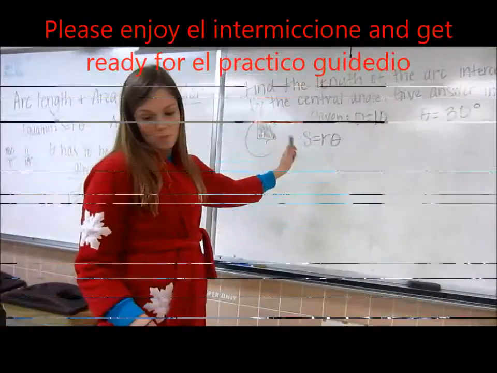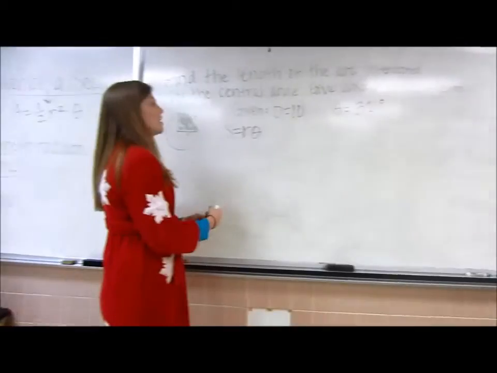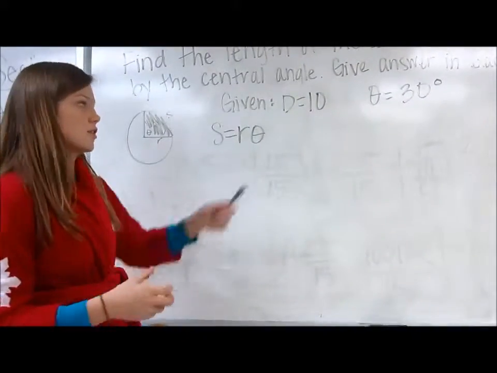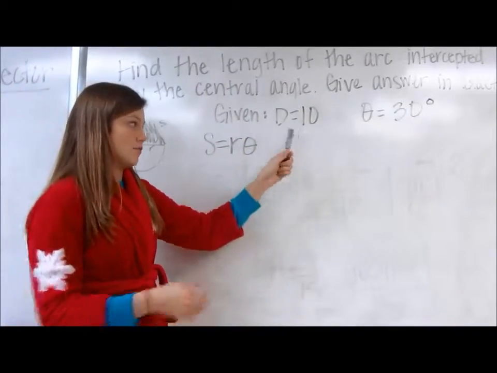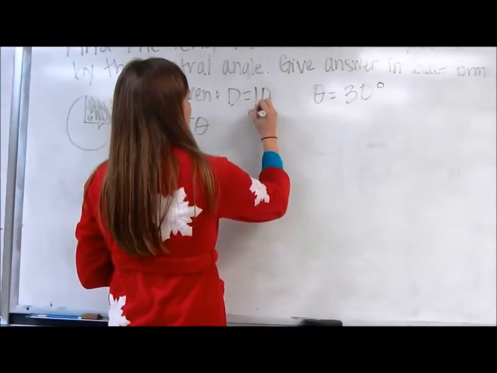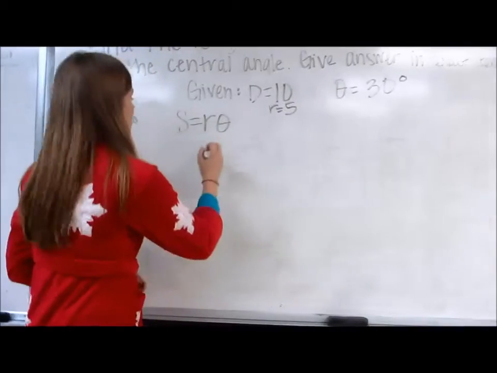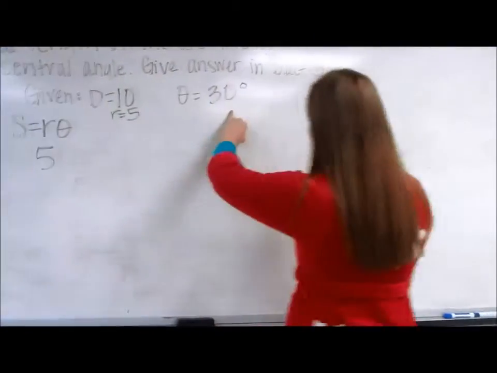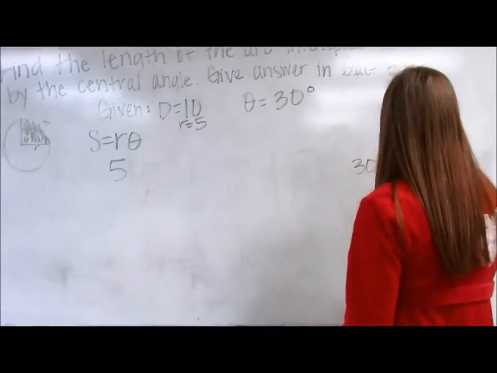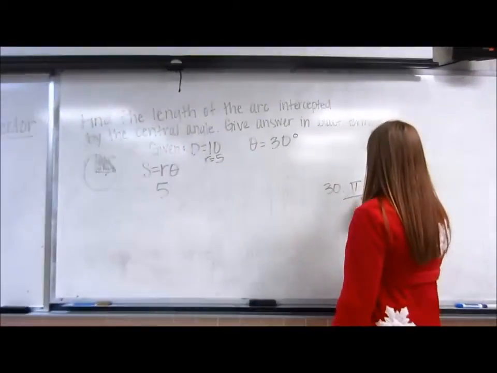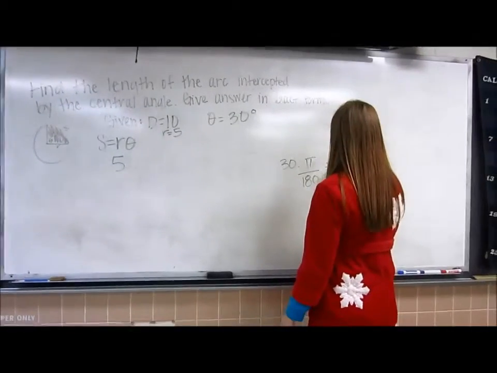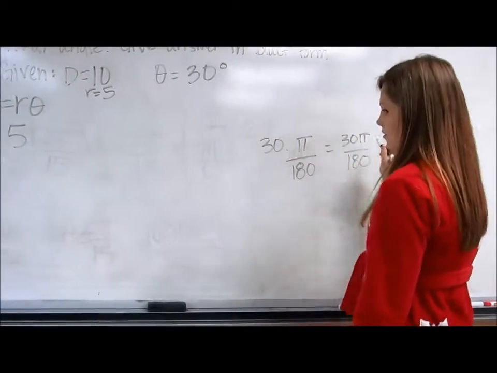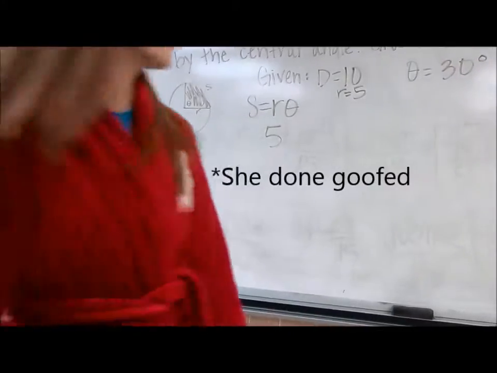So, same equation to find arc length. Except this time they give you the diameter instead of the radius, so you have to just cut the diameter in half to find the radius, so the radius actually equals 5. So you plug that in the equation, so R equals 5. And again, this is in degrees, so you have to change it to radians, so it's 30 times pi over 180. You get 30 pi over 180, which equals pi over 6.